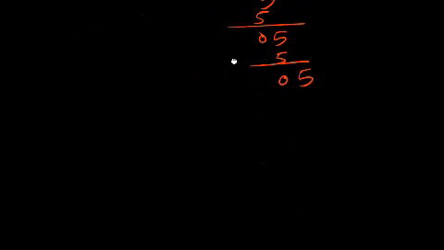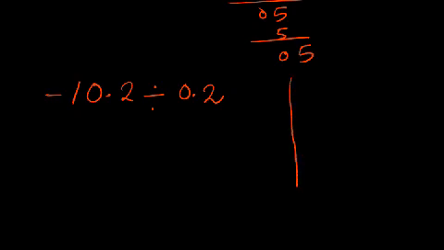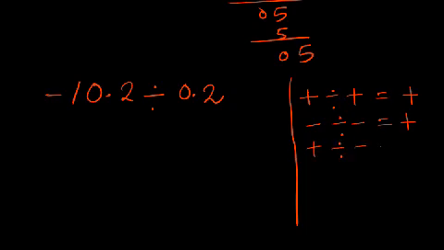Then if the question is negative 10.2 divided by 0.2, here you can apply the integer multiplication or division rules. When both numbers have the same sign, for example, a positive number divided by a positive number will give you a positive answer. Negative divided by negative will also give you a positive answer. Positive divided by negative will give you a negative answer. Negative divided by positive will also give you a negative answer.